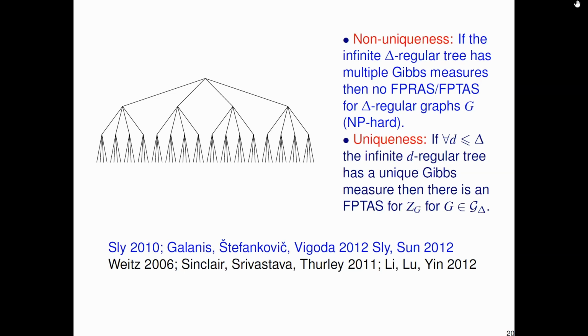And so a lot of weight might be on odd levels, or might be on even levels, and you would get two different Gibbs measures. So what's going on is, if the infinite tree is in non-uniqueness, so there are multiple Gibbs measures, then it's hard to approximate even on arbitrary graphs. But if it's in uniqueness for all d at most delta, then, although that was about the tree, approximating works even on all delta-regular graphs.